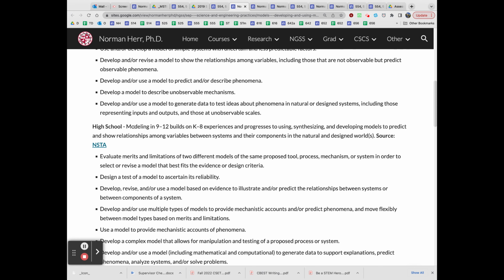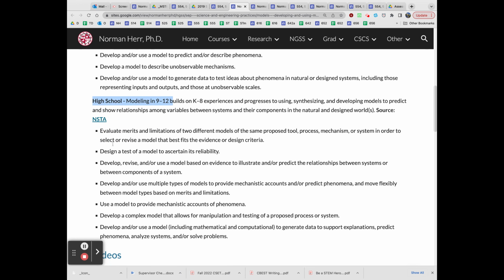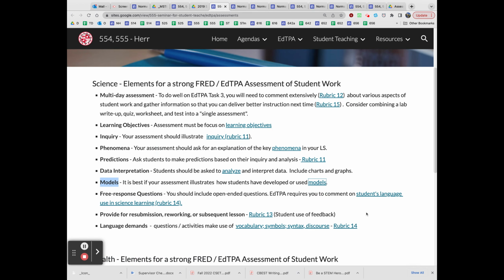And so these, again, are things that high school students should be able to do by the time that they graduate. So, for example, they need to be able to evaluate the merits and limitations of models. They need to be able to test a model and then determine its reliability. And so if you read through and again, you use the language that's already provided for you, you'll make sure that your assessment is in line with NGSS.